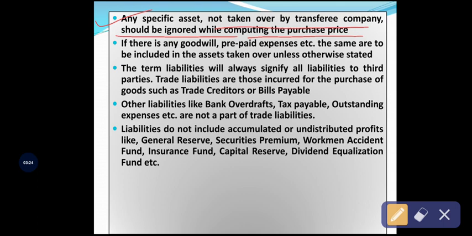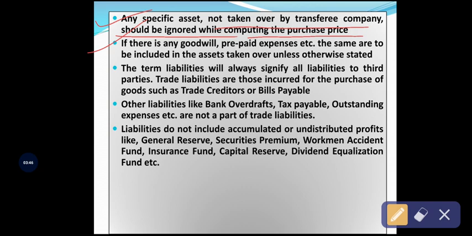Any specific asset not taken over by the purchasing company or transferee company should be ignored while computing the purchase consideration. If the problem specifies that a particular asset is not being taken over, then we have to ignore that asset in calculating the purchase consideration. That's it. Okay, see the next point.